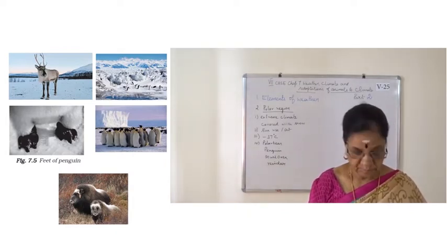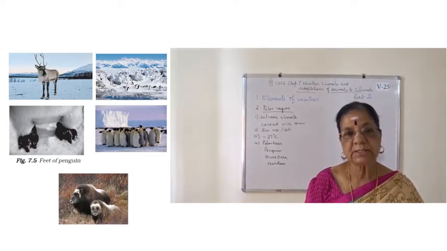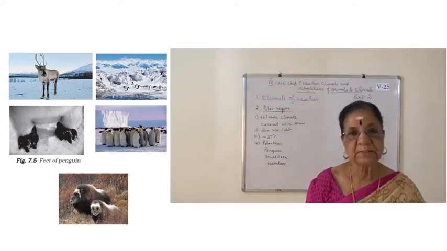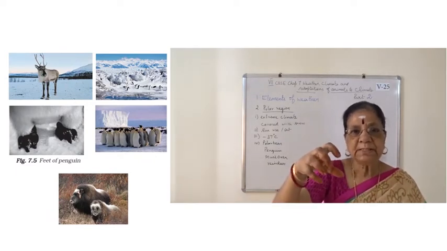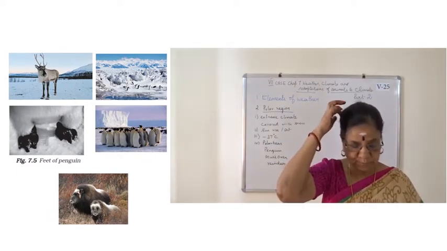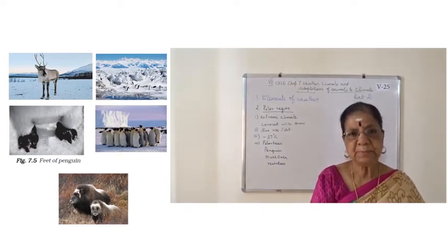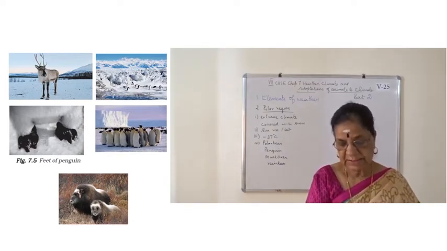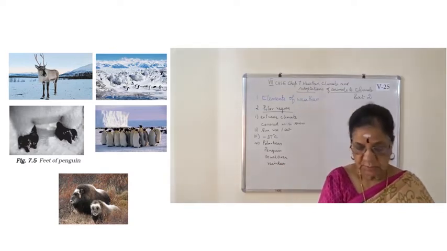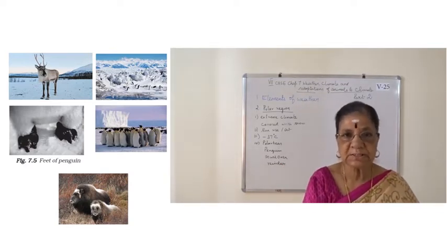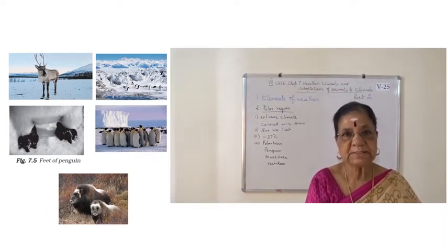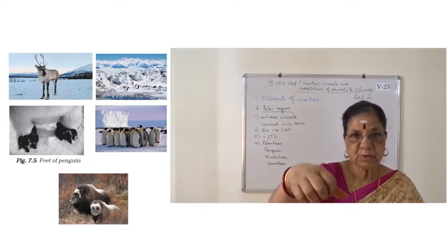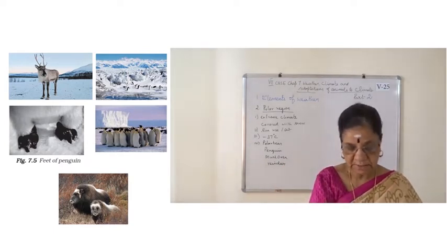I hope you understand. Then it has long, curved and sharp claws so that it can get a grip of the snow. These help it to walk on the ice. So these long, curved and sharp claws help the polar bear to walk on the snowy ice easily, and it is easy to break through the ice.